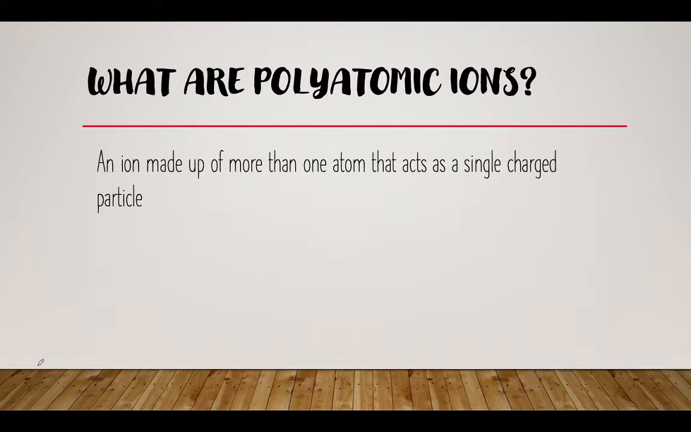Polyatomic ions are made up of more than one atom that acts as a single charged particle. An example of a polyatomic ion would be NO3. This is just one of the few that we are going to learn today. NO3 as a whole is a polyatomic ion, and I show this by putting a bracket around it, as well as identifying its charge. So NO3 has a charge of -1.